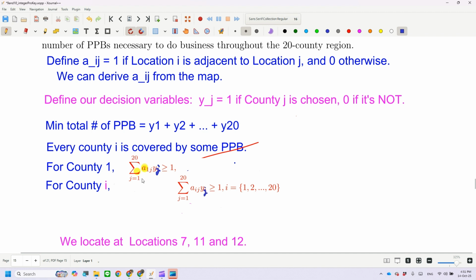So we fix the county I. So A1j yj, and we sum over j from 1 to 20, has to be at least 1. And in general form, for any i, we have the summation of Aij yj greater than or equal to 1.